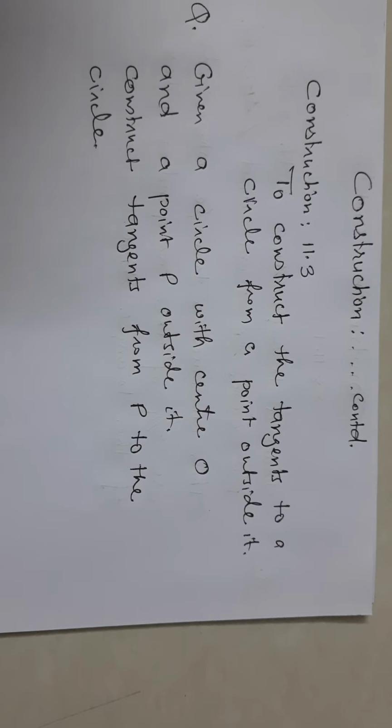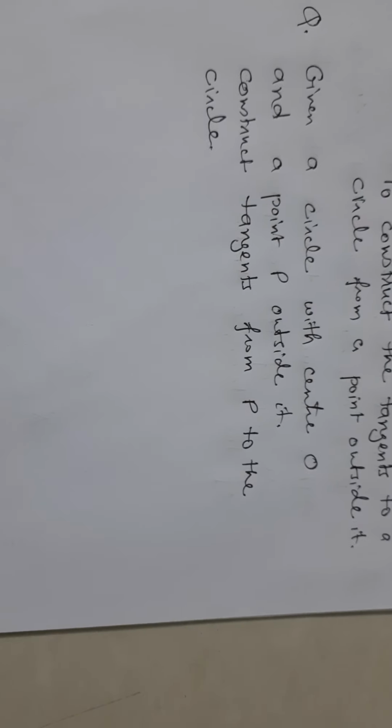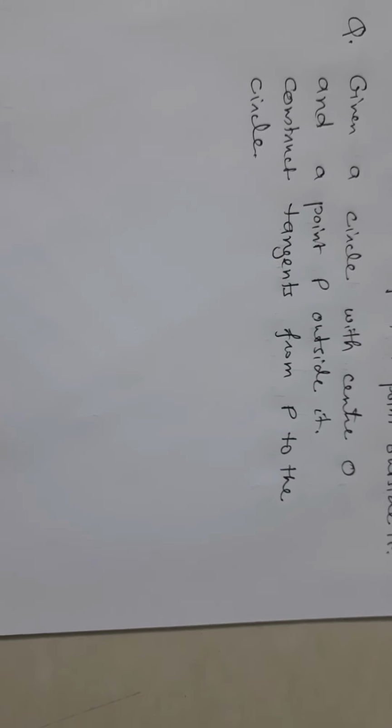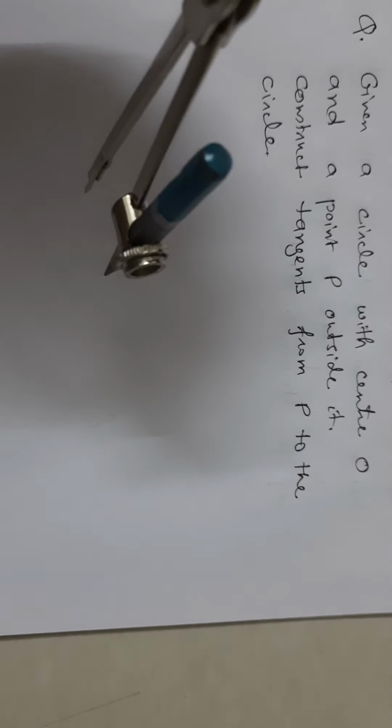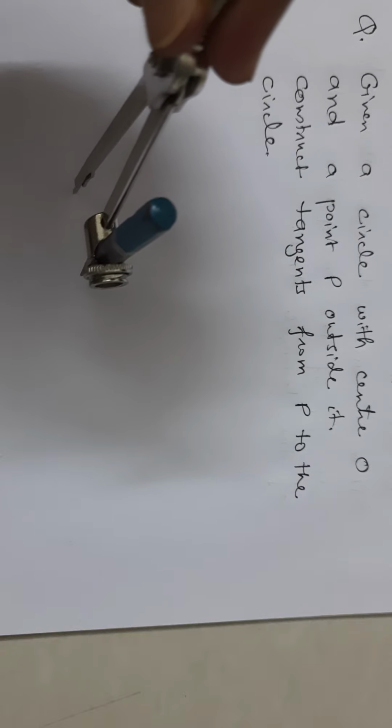Given a circle with center O and a point P outside it, construct the tangent from P to the circle. Now here the circle is given. If the radius is given, we need to take that particular radius. If the radius is not given, then you will have to draw a circle of your own choice. You will take your own radius, whatever you want.